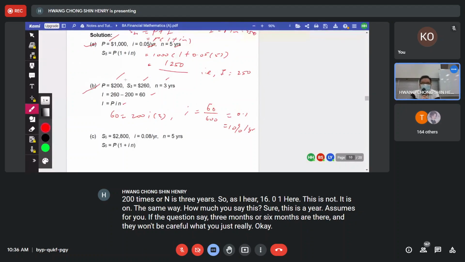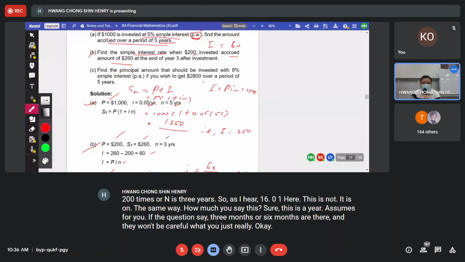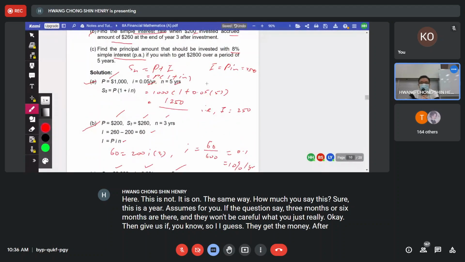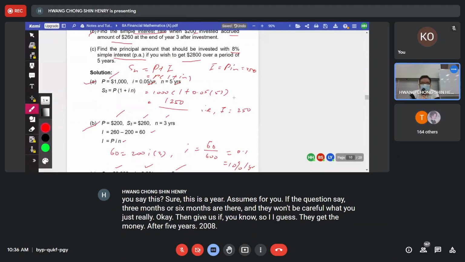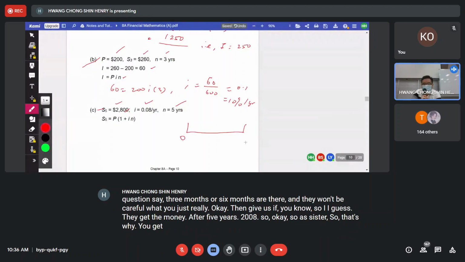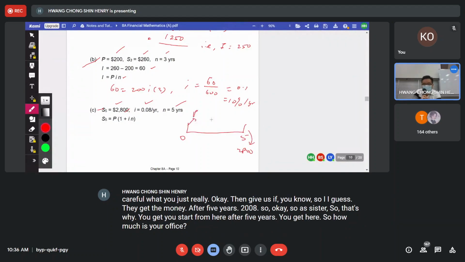Okay, the third one. Find the principal, find the P. If the bank gives us 8%, wow, so high, simple interest per annum. So the I is 0.08 per year, and 5 years. You get the money after 5 years, S5, 2008. Total amount of money you get. You start from here, after 5 years, you get here 2008. So how much is your principal, if the bank gives you 0.08 per year? So use this formula.